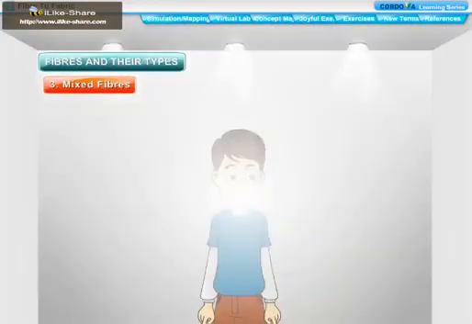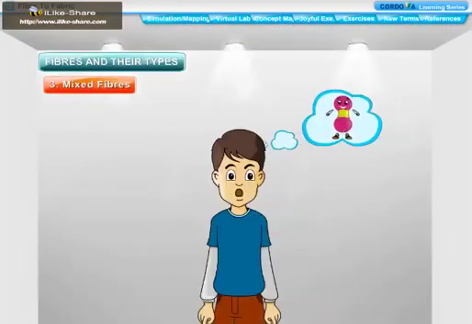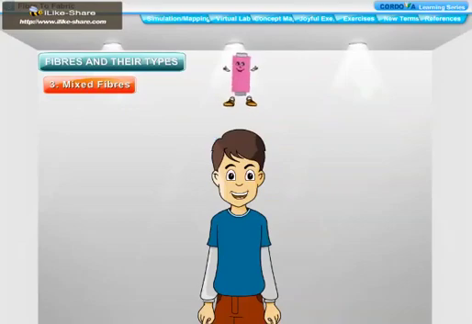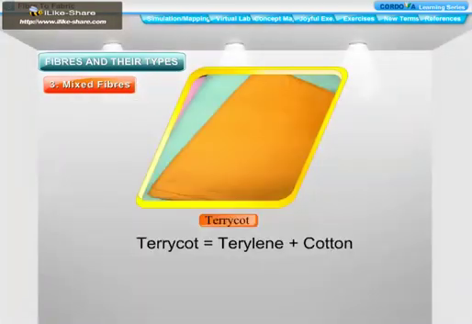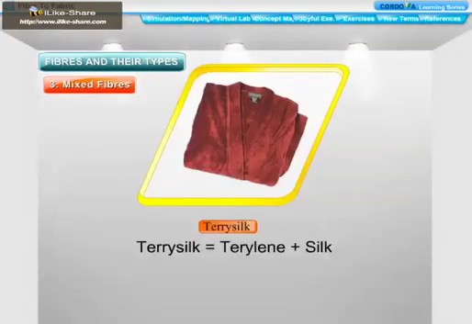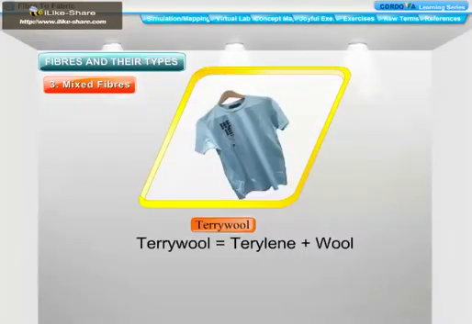fibers. Mixed fibers. Natural fibers are blended with artificial fibers to obtain more superior and useful fibers. These are called mixed fibers. Some well-known mixed fibers are terrycot (terylene plus cotton), terry silk (terylene plus silk), and terry wool (terylene plus wool).